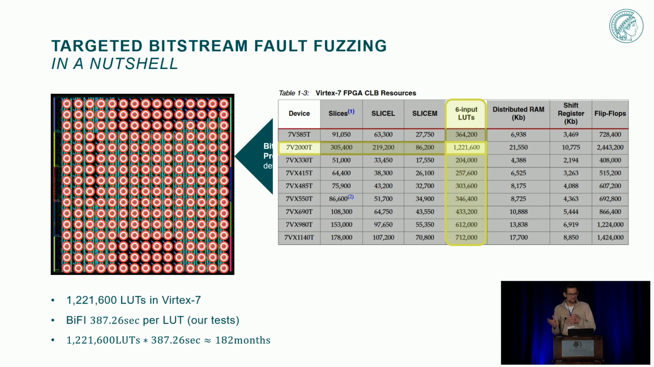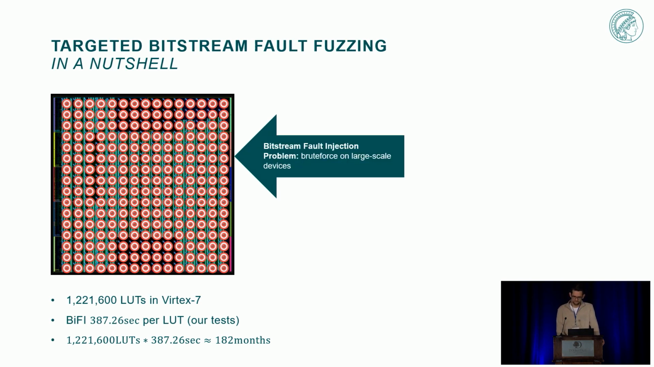And even in the next series, the UltraScale series, for example, there are more and more lookup tables upcoming. Within our tests, we see that we need roughly 400 seconds per lookup table to test, so loading the bitstream, querying the cipher, and so on. And these 500 seconds times 1.2 million results in a worst-case attack time of 182 months, so not really practical.